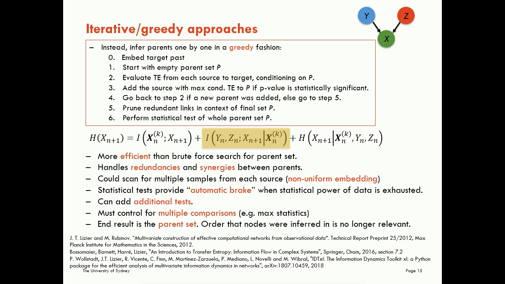Importantly, the end result is our parent set here. The order that the nodes were inferred in when we did our regression, when we did our greedy search, is no longer relevant. Once we've finished the algorithm, all that matters is who the set of parents are. And that's reflected in our final statistical test of the whole parent set.